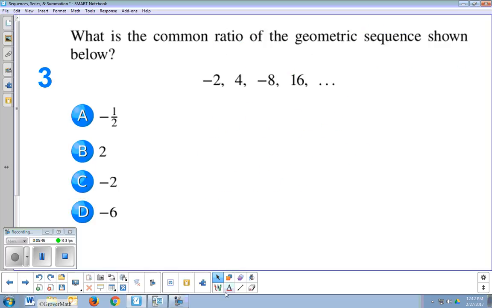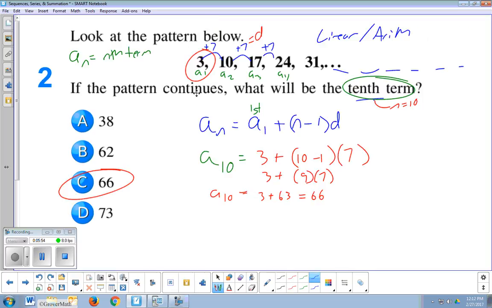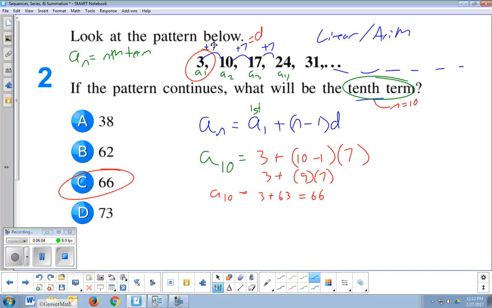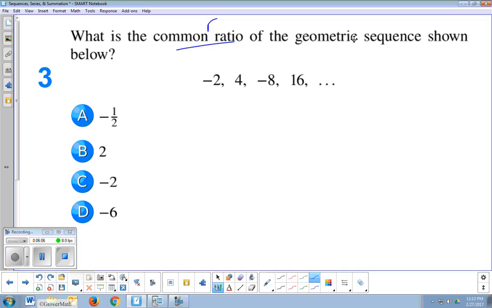Number 3 wants to know what is the common ratio of the geometric sequence. The common ratio, r, instead of d. So we reserve difference for d, and that's a linear thing. We use r for rate, because rate is a concept of multiplication. That's our exponential, geometric. So what is the common ratio of a geometric sequence?